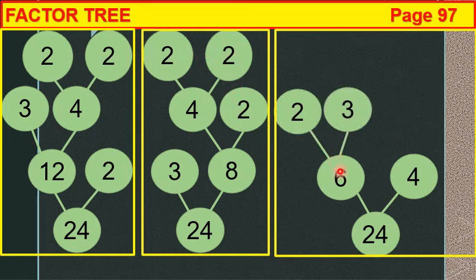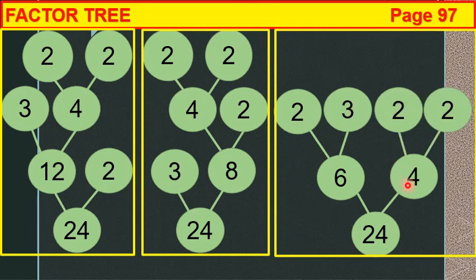Now consider this 6. 2 threes are 6. So 6 is divided into 2 and 3. Further, this 2 and 3 are the leaves because they cannot be divided further.